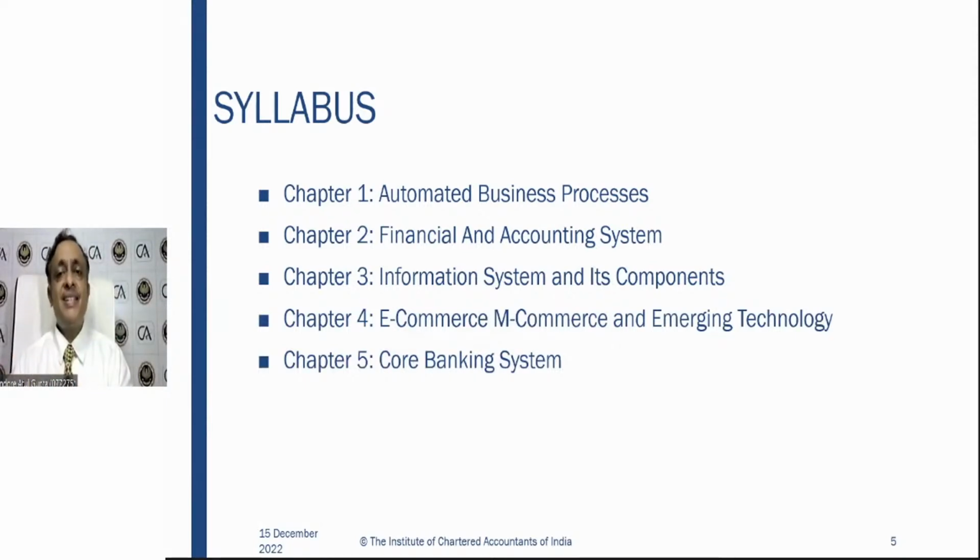And the last is core banking system. We all go to the bank, you go to ATMs. So how does the banking system operate? That is what we are going to talk about. Automated business processes, financial accounting system, information system and its components, e-commerce, m-commerce, emerging technology, and core banking system. We'll be starting today with the first chapter, automated business process. Now you have answered my questions, so I'll just go through the questions.